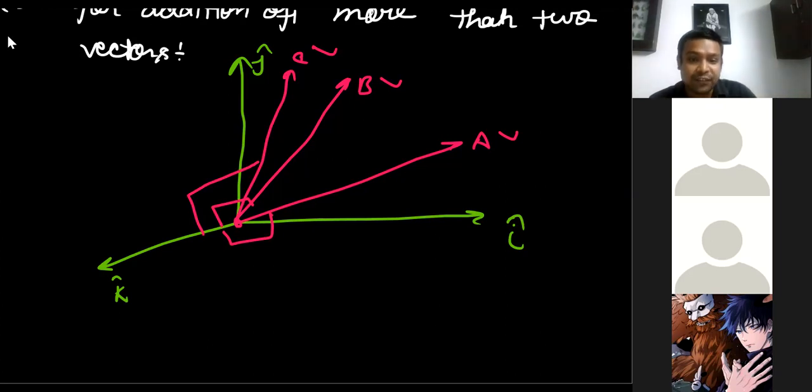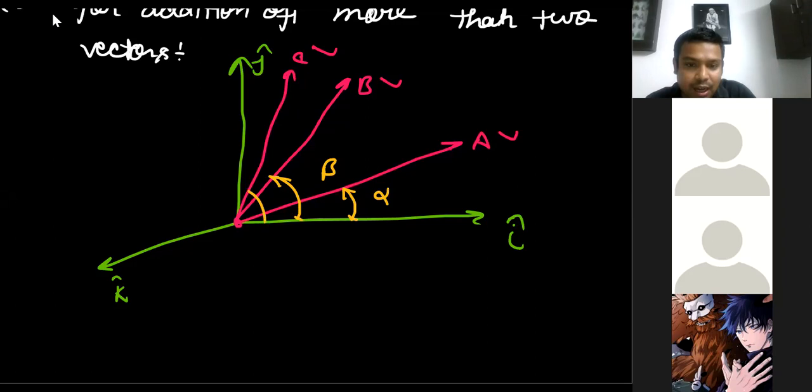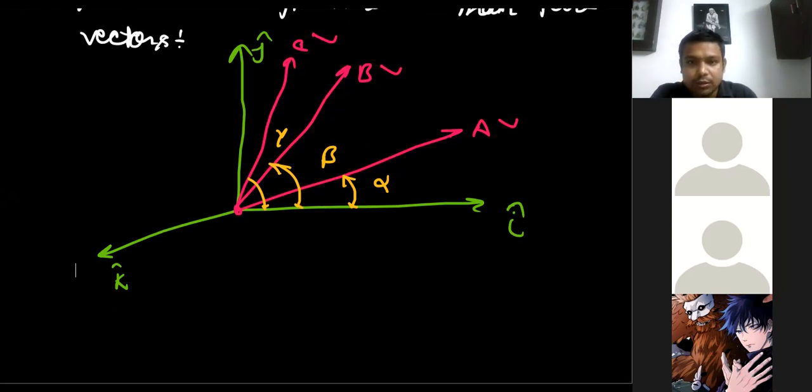So first of all, if all three vectors are perpendicular to k cap, then please remember, my dear friends, say this angle is alpha, this angle is beta, this angle is gamma. Clear? So we can say that vector A makes an angle alpha from the x-axis, vector B makes an angle beta from the x-axis, and vector C makes an angle gamma from the x-axis. Clear? The magnitude is small a.